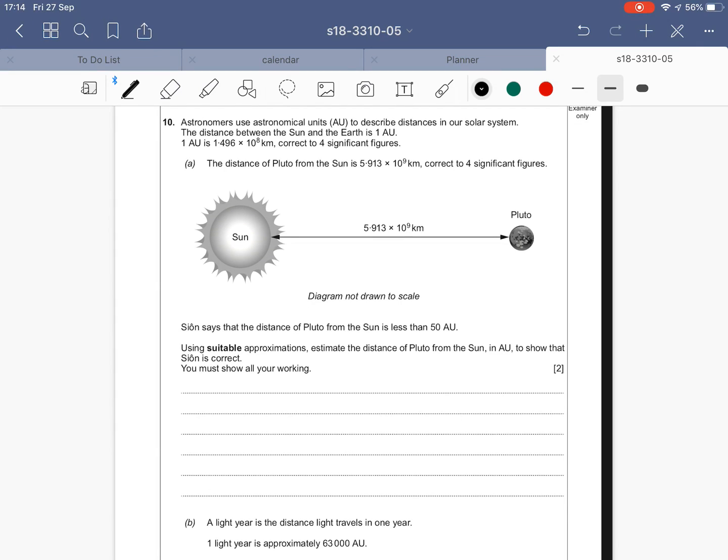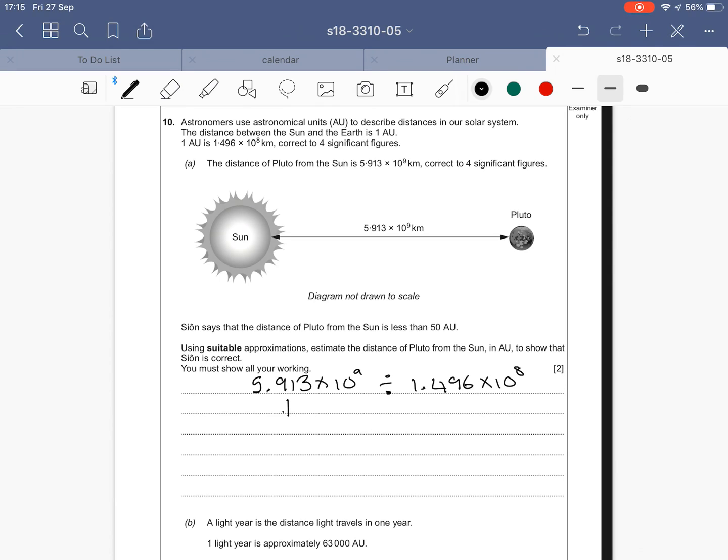So if I was to do this without suitable approximations, I could do it on my calculator, but obviously I need to use approximations to not do it on my calculator. If I was doing it on my calculator, I would take my distance for the Sun, and if 1 AU is 1.496 times 10 to the power of 8, I just want to divide those two. But obviously this is a non-calculator paper.